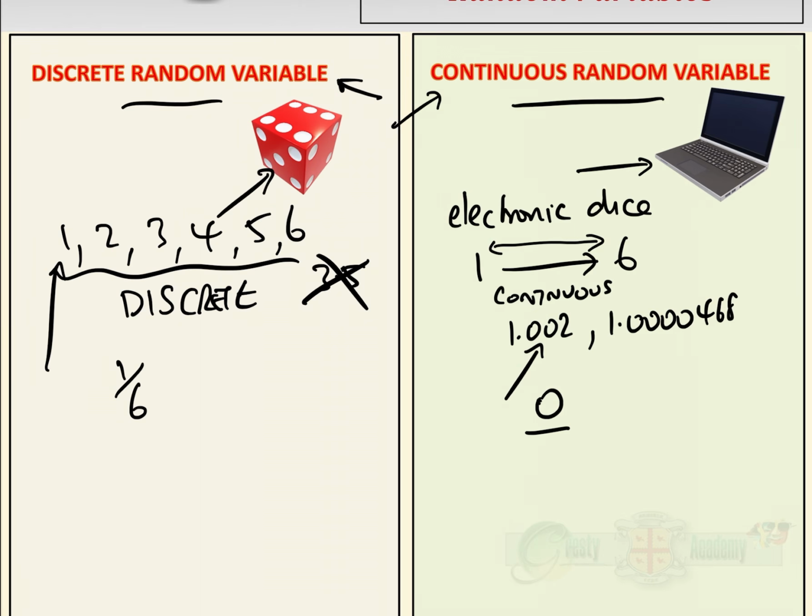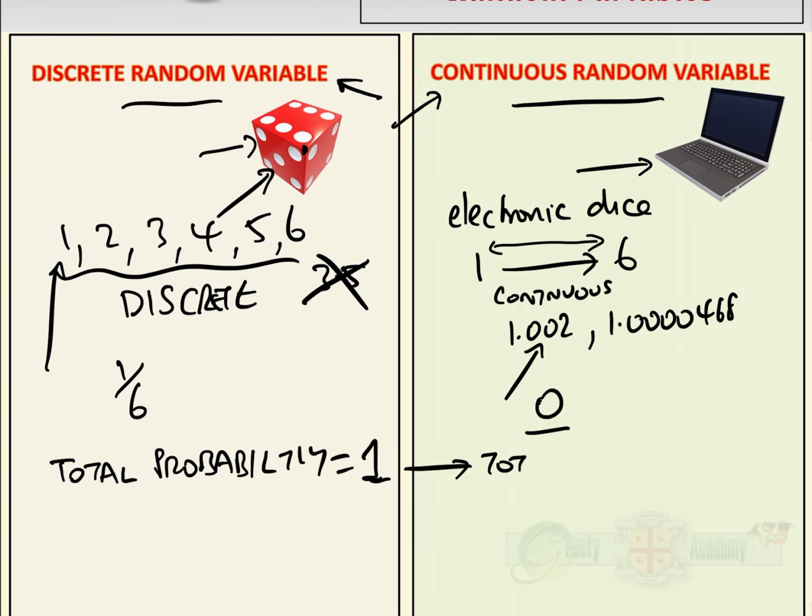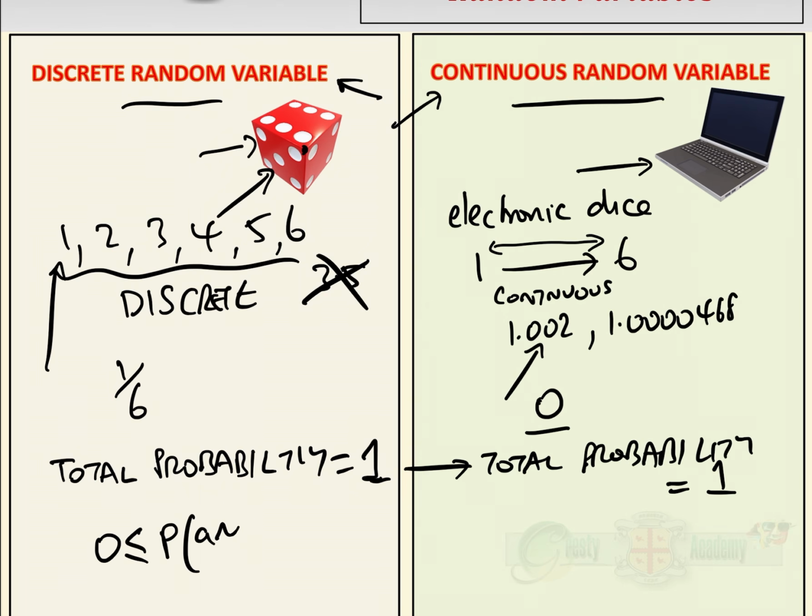Okay, that's two differences. Something which is the same is the total probability has to add up to 1. Obviously, it has to land on something, unless it lands on a corner, which is highly unlikely. And likewise, on a continuous random variable, the total probability must equal 1. Another similarity is that the probability must be between 0 and 1.